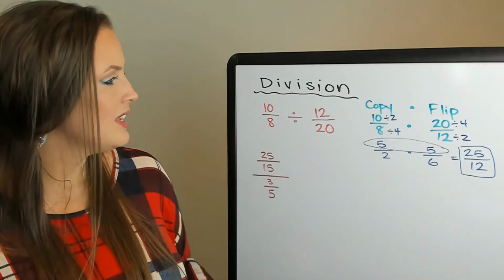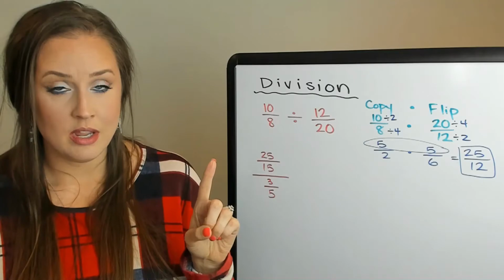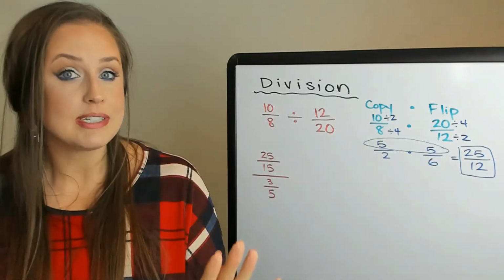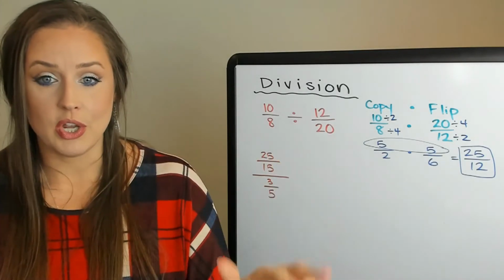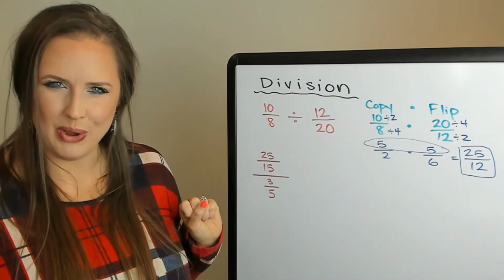So we're done. So with division, you're going to copy dot flip. Copy the first fraction, dot flip the second fraction. It always has to be in that order, and then you're going to be good to go. So this one is the same way. It looks really uncomfortable though, right?